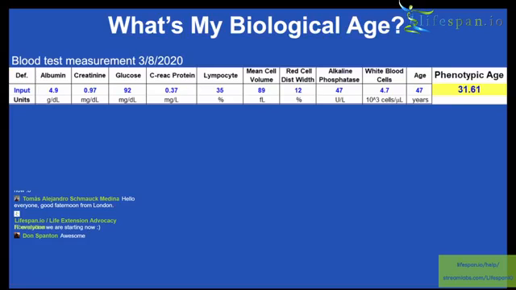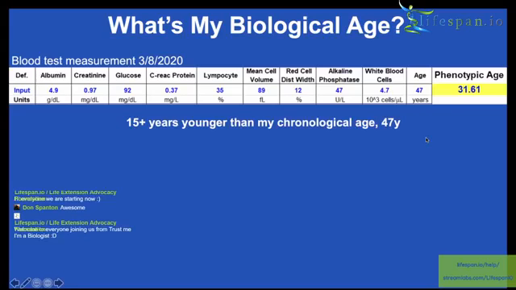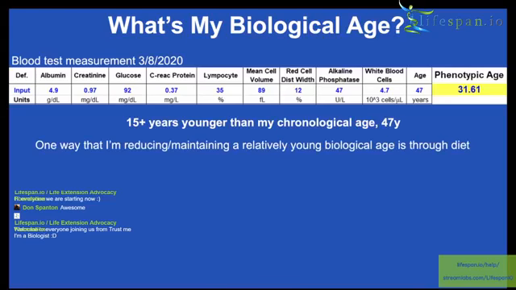And that's mostly by changing my diet, improving my fitness and body composition, which wasn't bad to start with, but nonetheless, it is indeed possible to improve this in the short term. The importance of this number, the 31 to 32 years old, is that my chronological age is actually 47. So I'm at least 15 years younger than my chronological age.